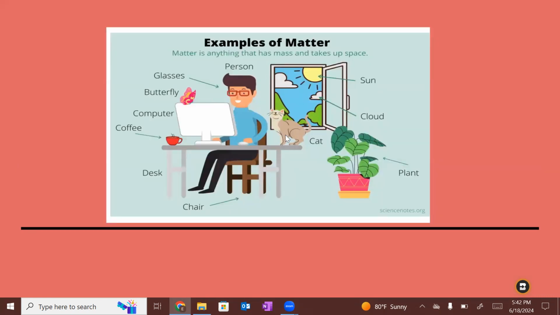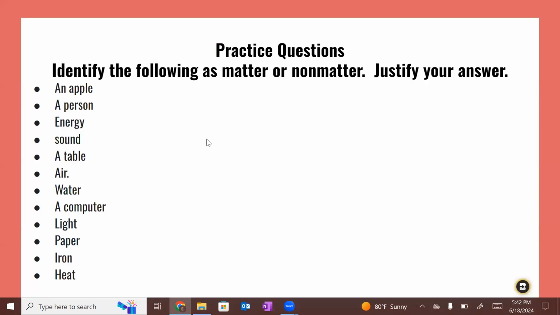So these are examples of matter. Hopefully, you can conclude from your list whether everything in your list has mass and occupies space. Now you know what mass is, what volume is. So pause the video and identify the following as matter or non-matter and justify your answer.